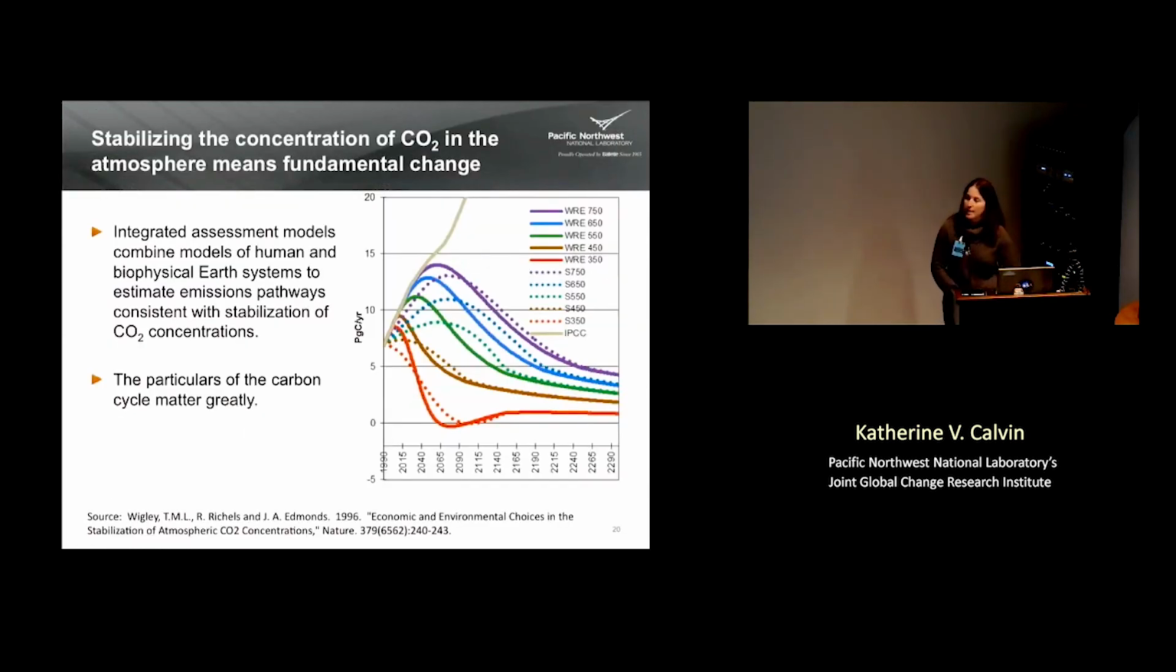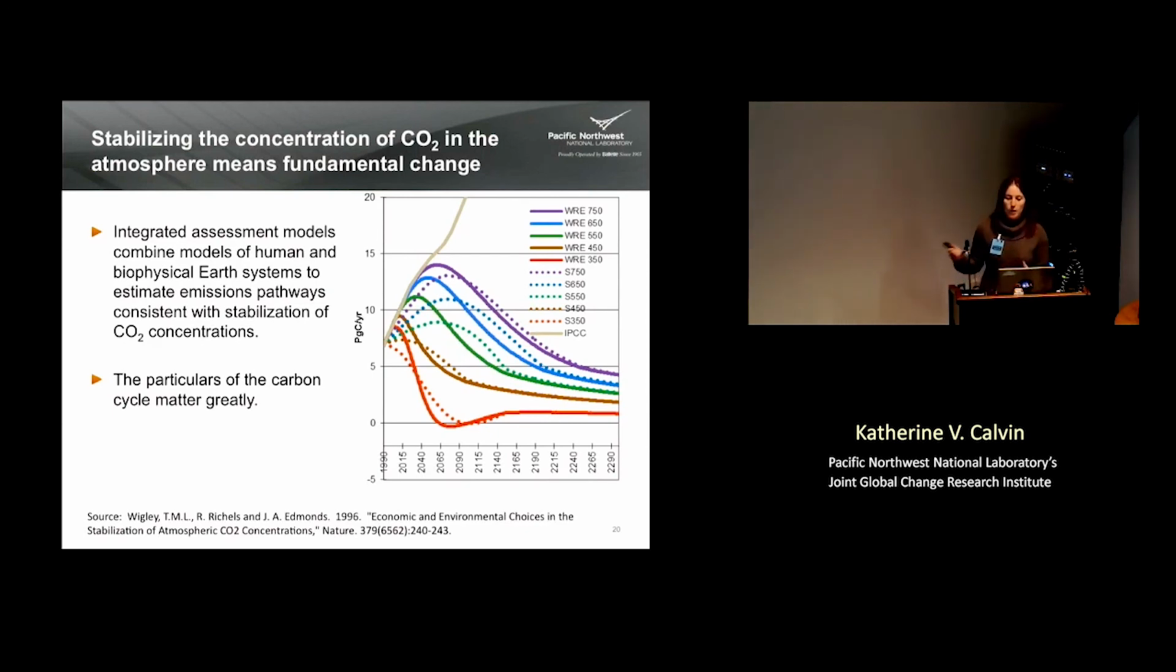Other things we look at is the timing of emissions mitigation. So these curves are called the WRE curves, which I don't know if people here are familiar with. They're from a paper that came out in Nature in 1996. And the WRE is actually the initials of the guys that wrote the paper. So it's Wigley, Richards, and Edmonds.